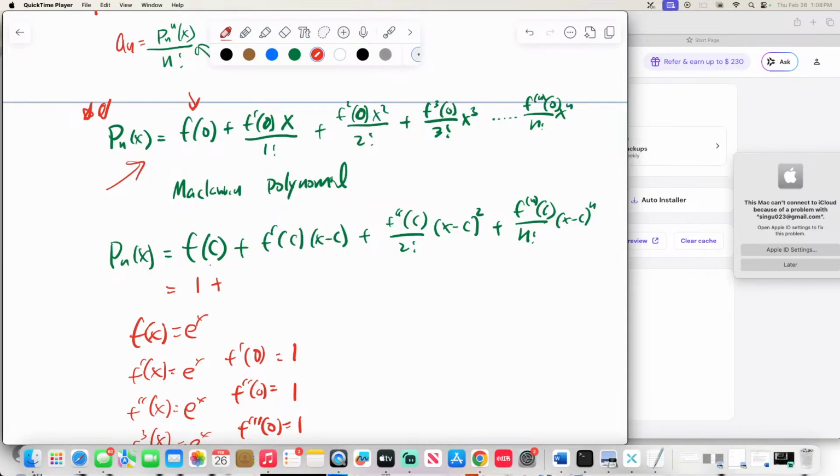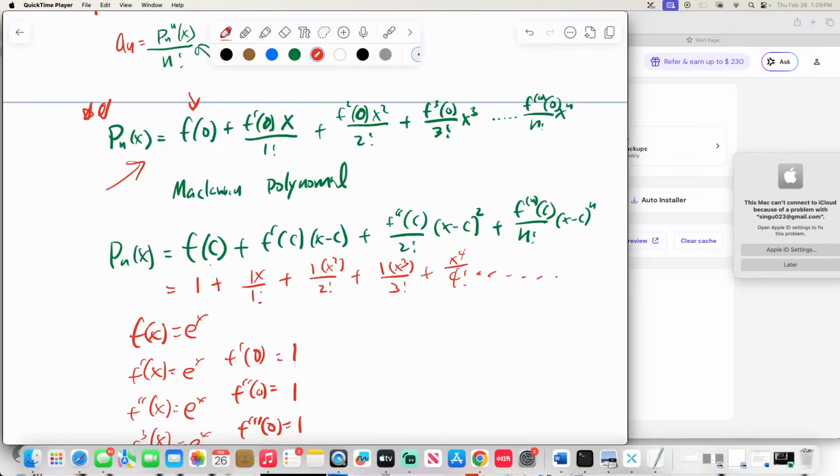Plus f prime of 0 is what? 1 times x to the 1 over 1 factorial, plus 1 times x squared over 2 factorial, plus 1 times x to the 3 over 3 factorial. Do you see that? And that's your Taylor series, x to the 4 over 4 factorial, dot, dot, dot, dot. And that's how you come to the series for e to the x. Yes? So you use Maclaurin to get the Taylor series?